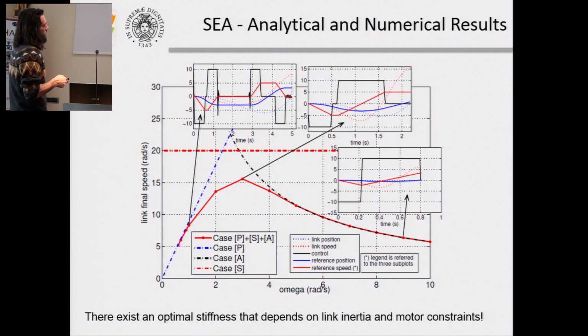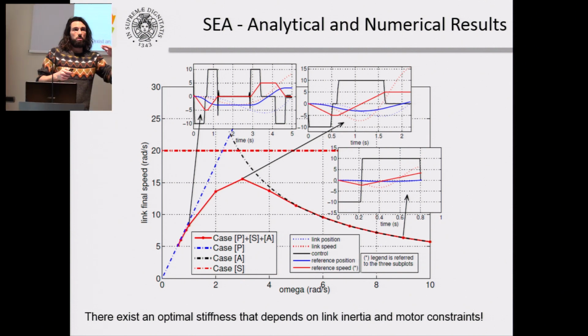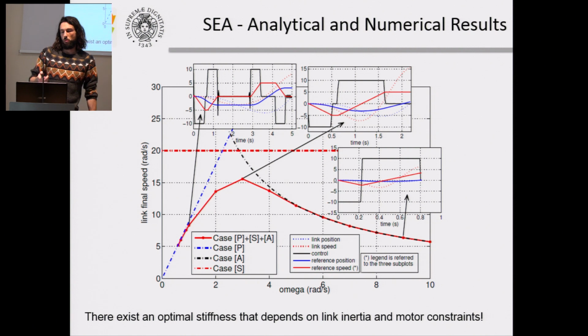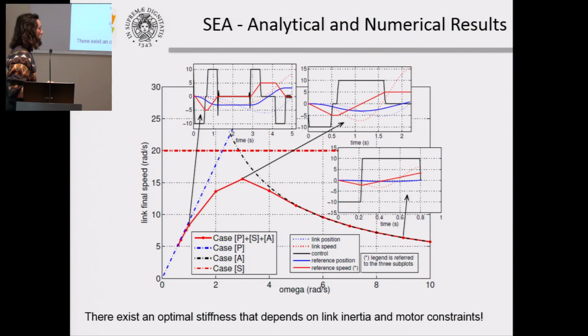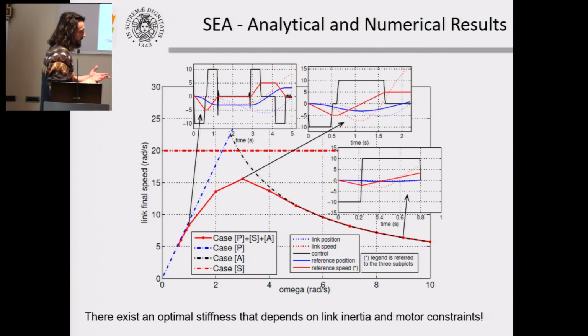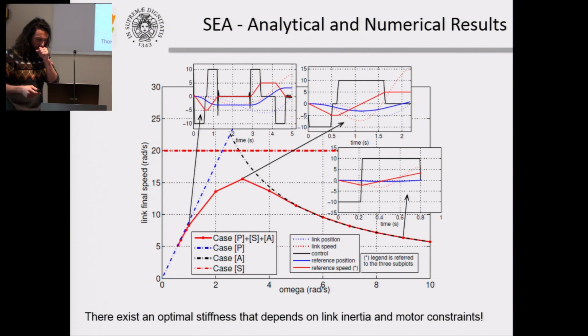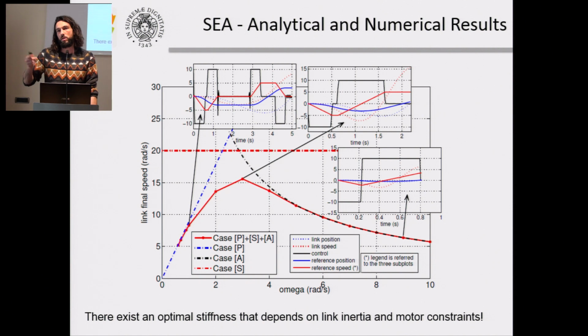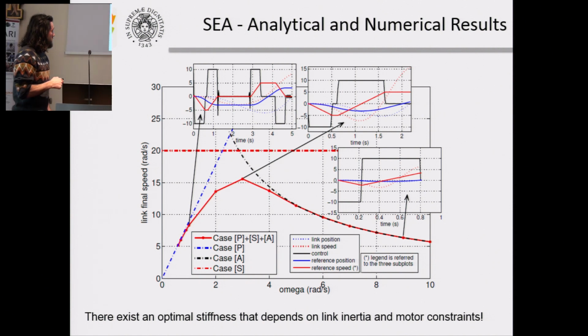And as you can see, if the natural frequency of the system is low enough, the solution of the complete problem resembles the solution of the position control case. So that's why basically in these cases the position constraint is what is more important for the solution, and the speed constraints and the acceleration constraints don't play a very important role in the solution of the problem. So that's why the two problems give a very similar solution.